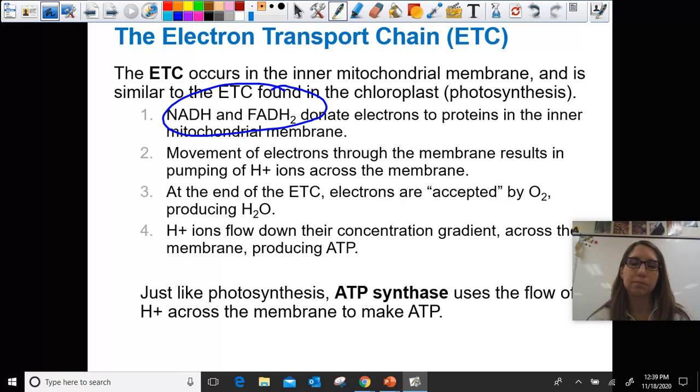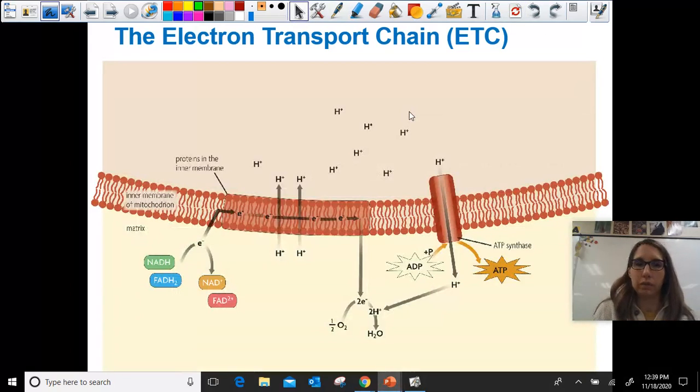This is where we produce water as a product of this process. To get ATP, same as what we saw before, hydrogen ions diffuse down their concentration gradient using facilitated diffusion through a channel protein called ATP synthase. And as that occurs, the spinning of that ATP synthase protein allows ADP to be made into ATP.